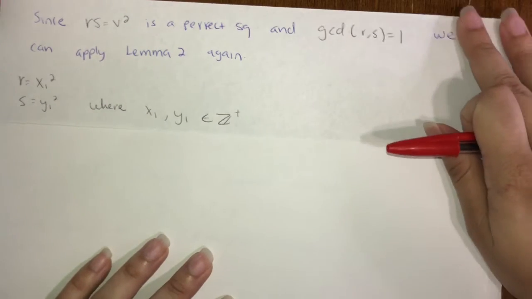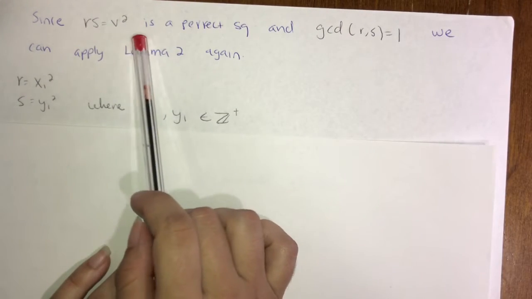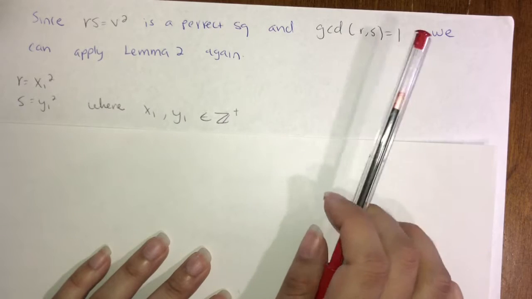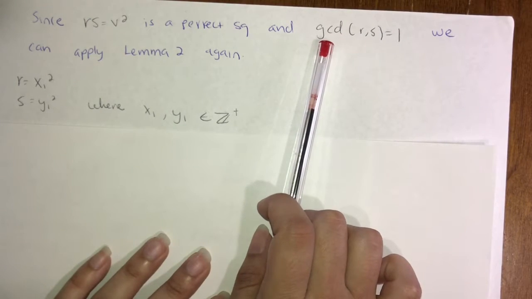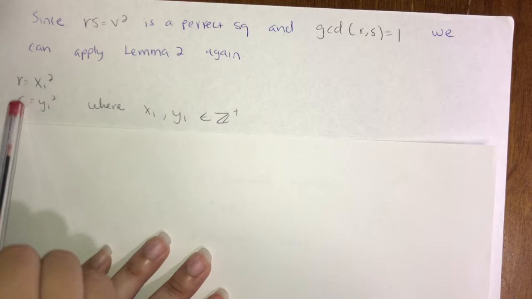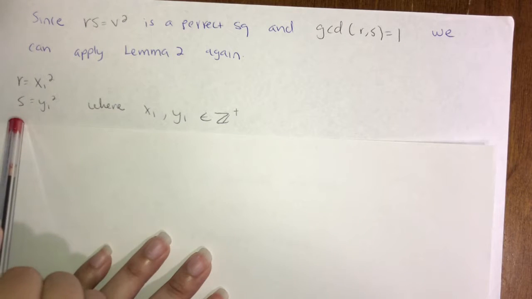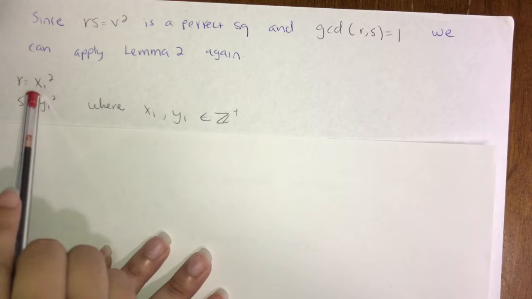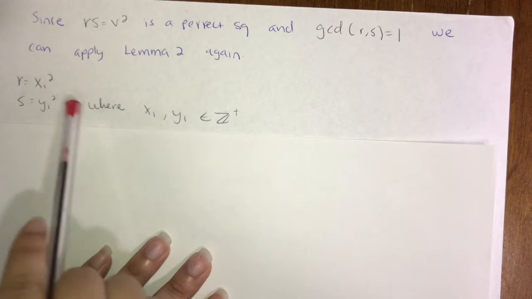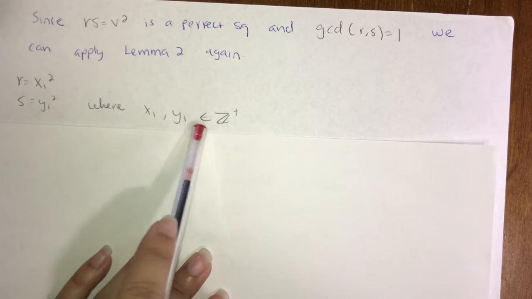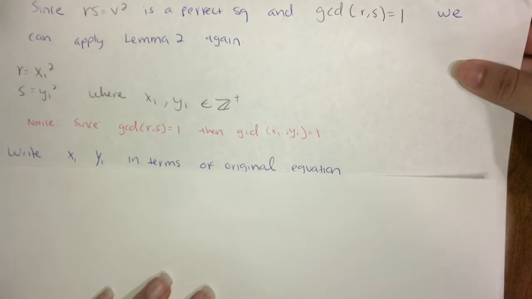Let me go ahead and block this out. Once you do that, since rs is now v squared, a perfect square, and the GCD of r and s is 1, we can apply lemma 2 again. I applied lemma 2 again for r and s, and I used x sub 1 for r and y sub 1 for s. Again, x sub 1 and y sub 1 are going to be in the set of positive integers.